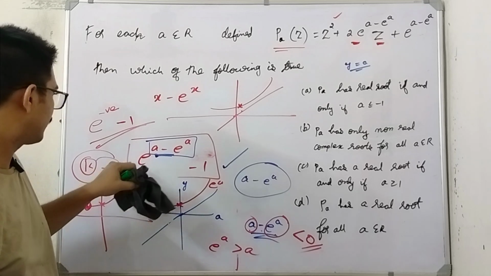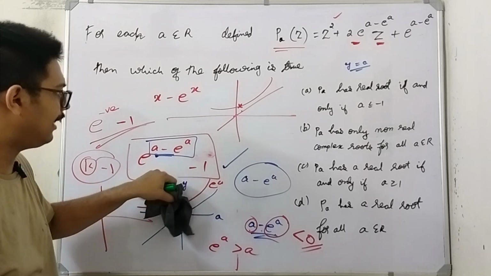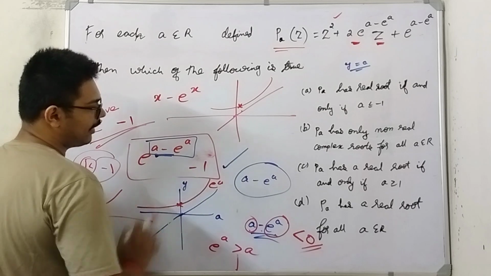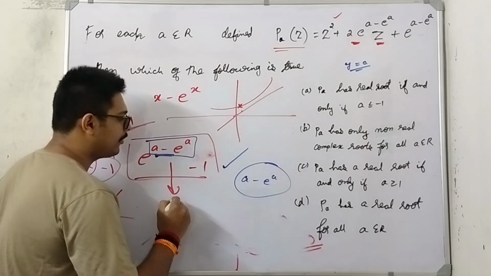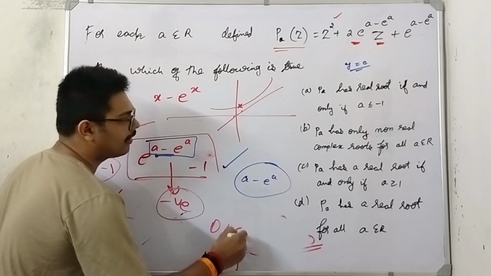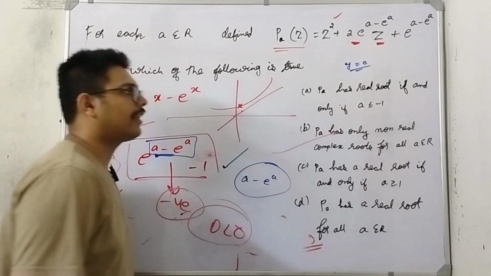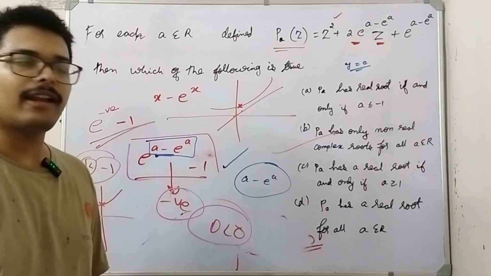Which means this term determines the sign of d. See, this term defines the sign of d. If this term is negative, it means our d is negative, which means it only has complex roots, non-real complex roots, for all a element of real numbers.